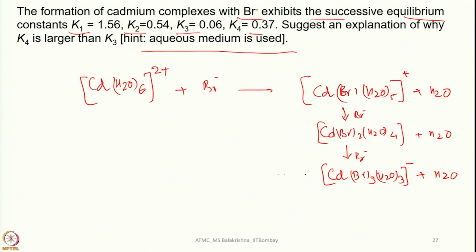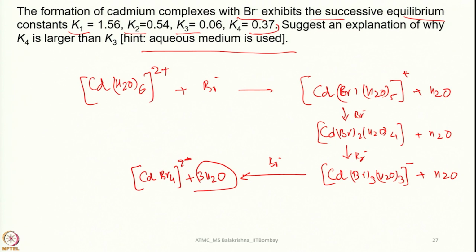Now this one, just look here, this is where the catch is. You add another bromide, what would happen? You get [CdBr4]2- plus 3 H2O. So 3 H2O means here entropy increases dramatically. So the reason is the increase in entropy in this one. That is the reason there is a marked difference. So you should be able to see these things.